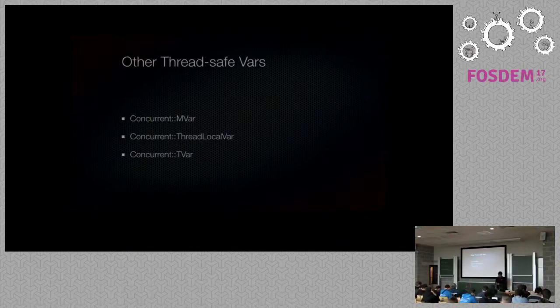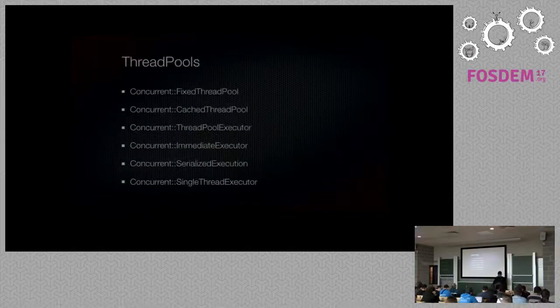And tvar is a transactional variable, and thread local var is a variable where the value is different for each thread. So we can initialize tvar, and then for each thread we can have different values for thread local var. Tvar, as I said, is a transactional variable, and it can be used in bulk, like if there are multiple tvars, we can use them in a single transaction. So it will make sure that all tvars are properly used and properly updated.